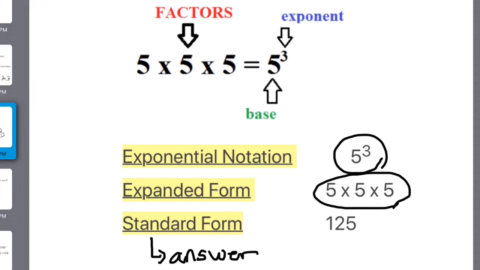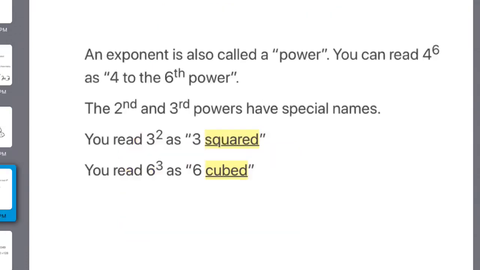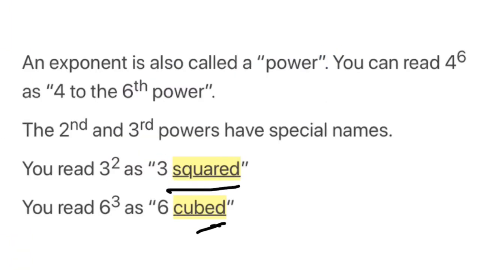So a minute ago, you guys heard me say 5 cubed. When you have an exponent that has a power of 3 or a power of 2, those exponents have special names. And those special names are cubed or squared. So we already talked a little bit about how to read exponents, and that's what this slide is about. An exponent is also called a power.